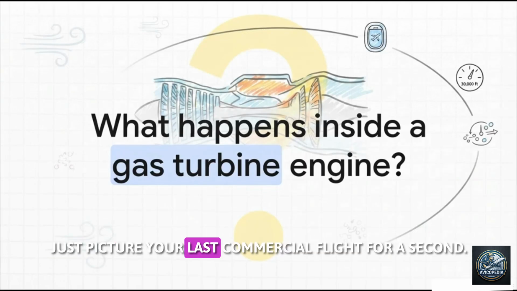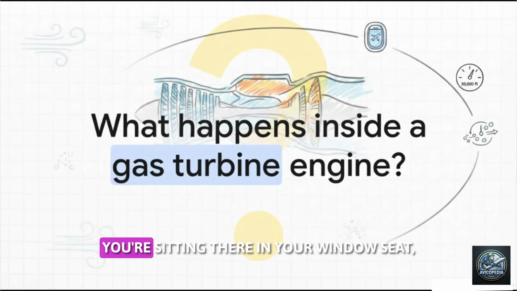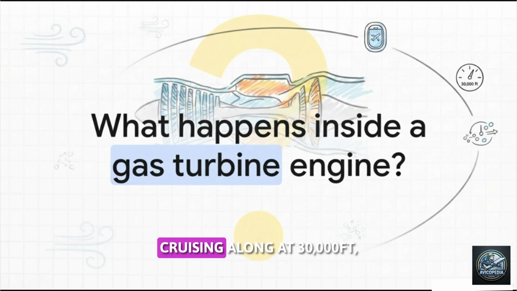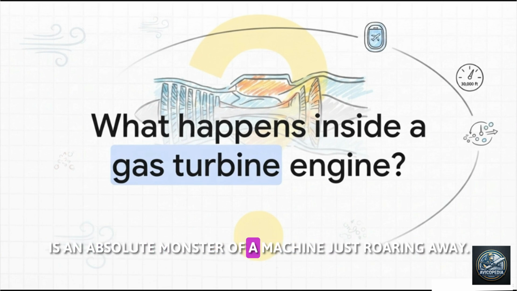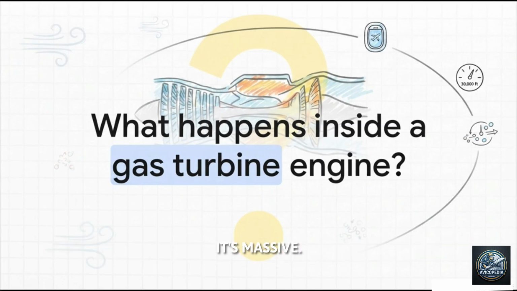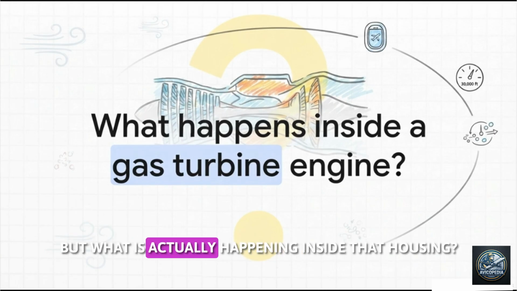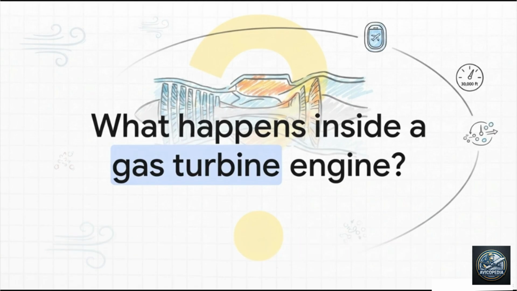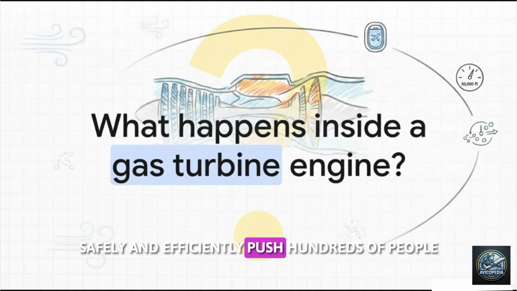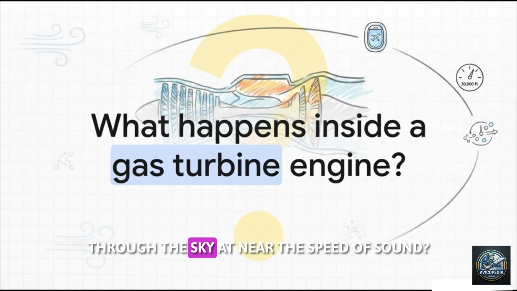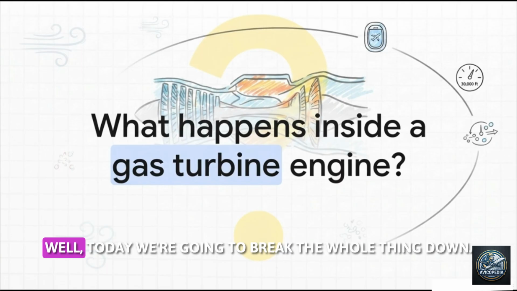Just picture your last commercial flight for a second. You're sitting there in your window seat, cruising along at 30,000 feet, and right outside that thick pane of glass is an absolute monster of a machine just roaring away. It's massive, it's incredibly powerful, but what is actually happening inside that housing? I mean, how does a giant metal tube safely and efficiently push hundreds of people through the sky at near the speed of sound? Well, today, we're going to break the whole thing down.